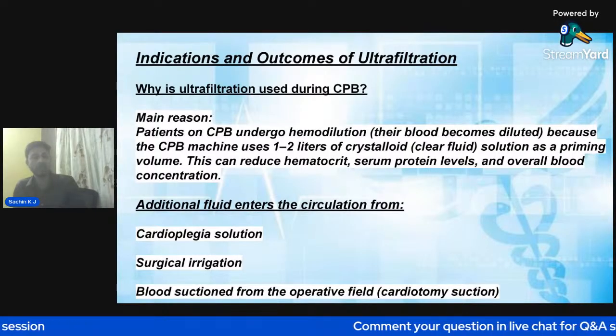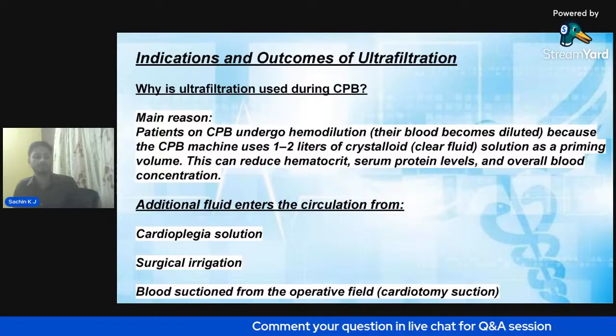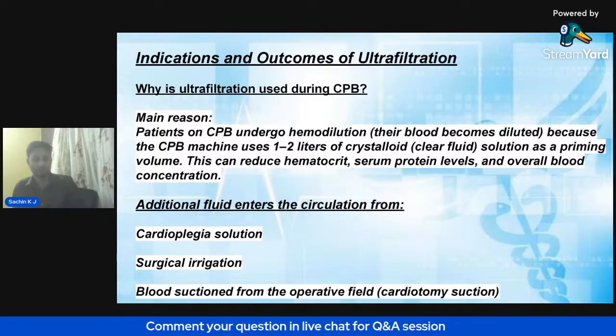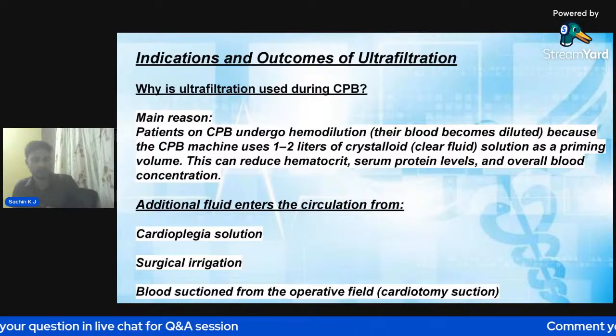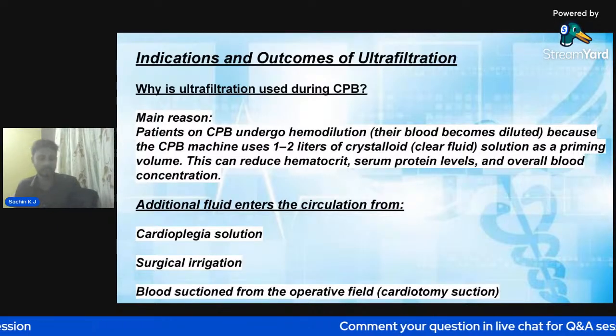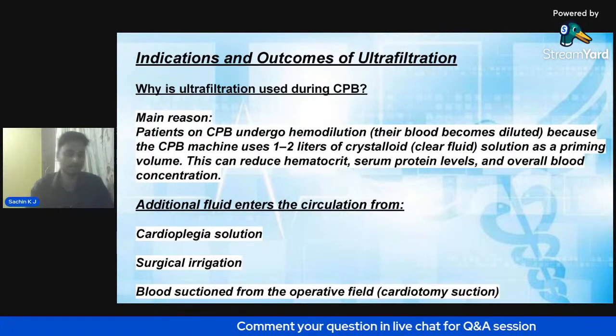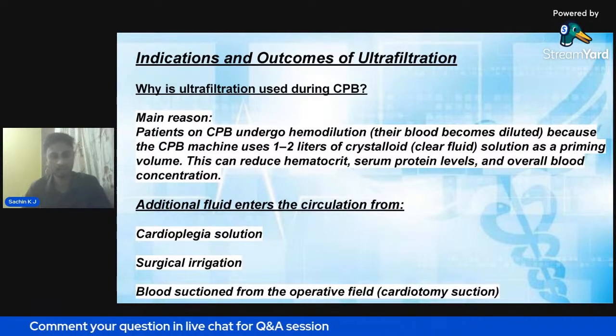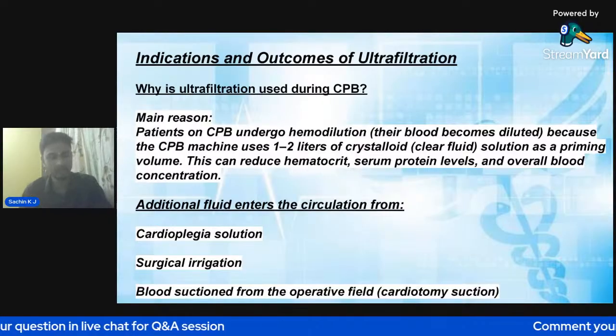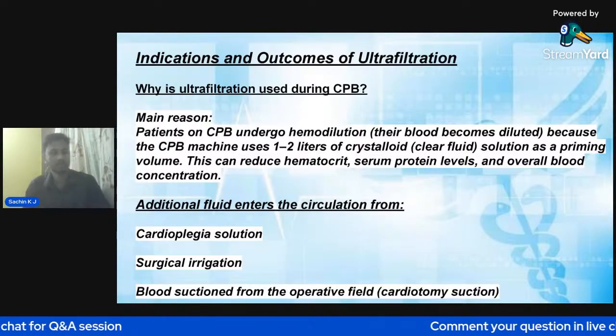And one more thing, additional fluid enters the circulation from cardioplegia solutions, surgical irrigation, and blood suction from the operative field through cardiac suction. These all will hemodilute the patient's blood. So in these conditions, ultrafiltration technique is very useful. So next one, sir.